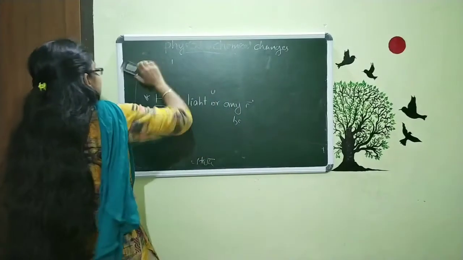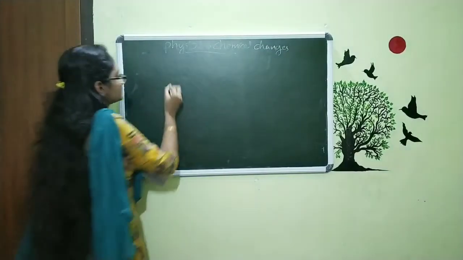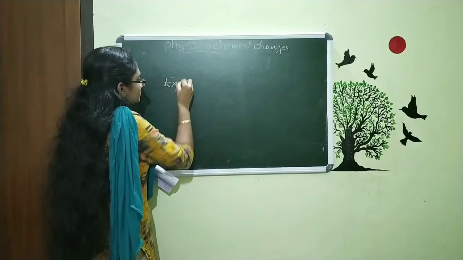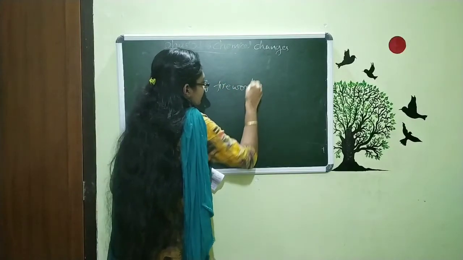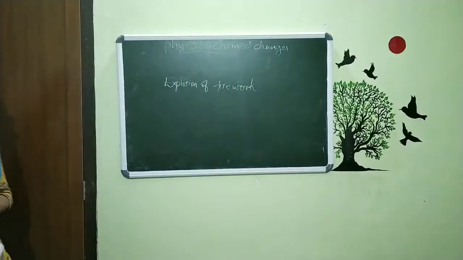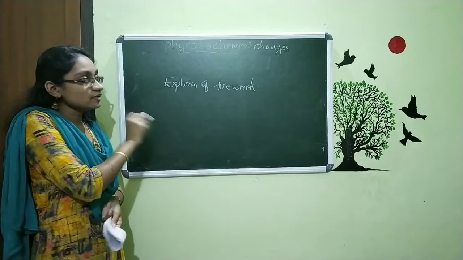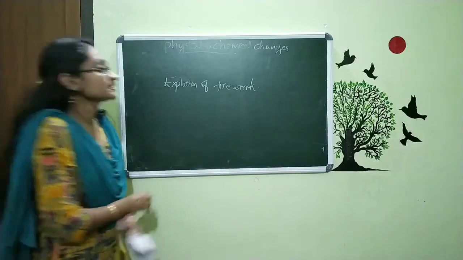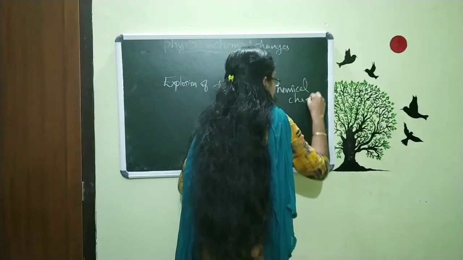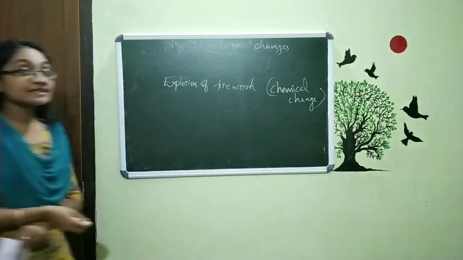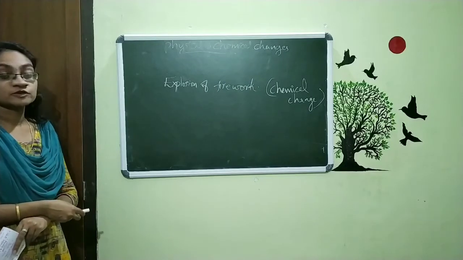Now we are going to discuss some examples based on this. Explosion of firework. What happens in this explosion of firework? Before that, is it a physical or chemical change? It is of course a chemical change. And what are the things that happen within this reaction, the explosion of firework?